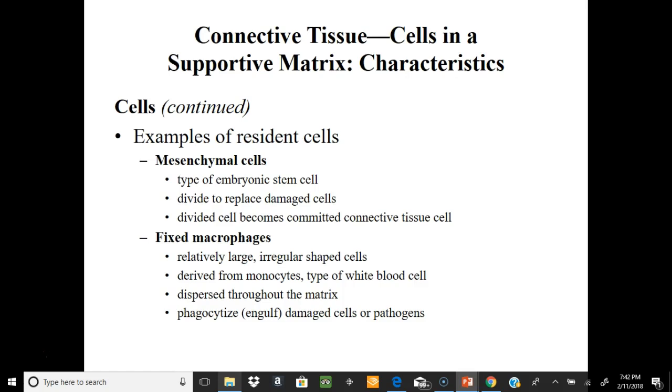We have fixed macrophages. These are white blood cells that sit in the extracellular matrix, and they basically just stay there and wait for pathogens or damaged cells to come along, and then they get rid of them. They phagocytize.